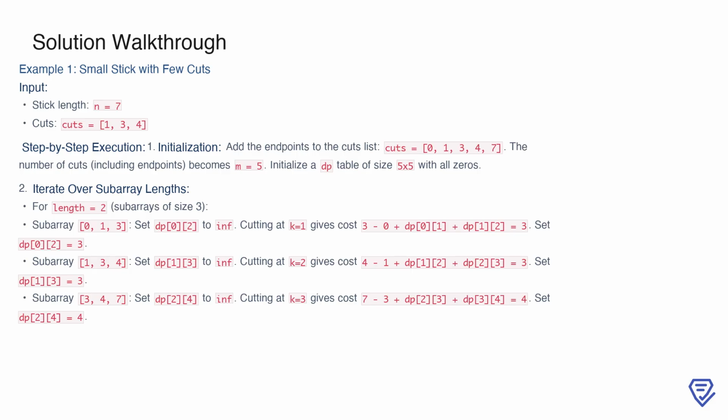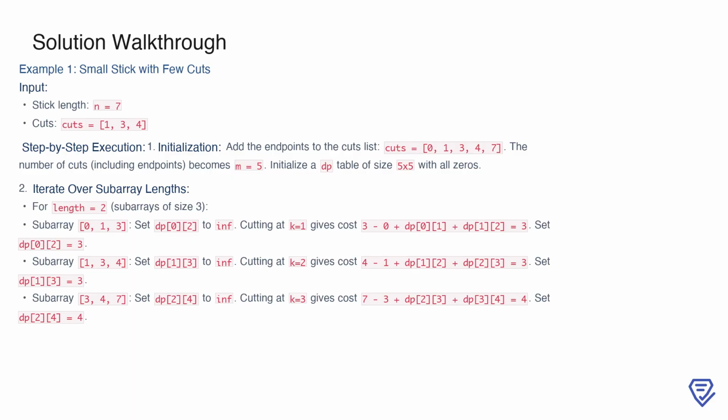To solve the problem, we start with a small example where the stick length is 7 and the cuts are at positions 1, 3, and 4. First, we include the two endpoints, 0 and 7, into the cuts list, resulting in cuts equals 0, 1, 3, 4, 7. This gives us 5 points in total. Next, we initialize a dynamic programming table, dp, of size 5 by 5, filled with zeros. This table will store the minimum cost to cut subarrays of the stick.